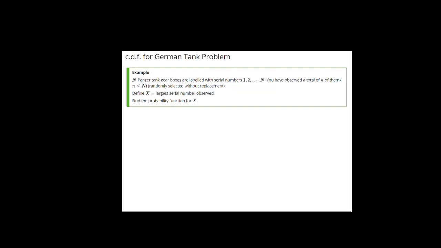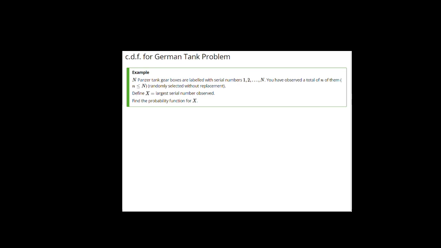The cumulative distribution function for the German tank problem. This is a preview of an example that you'll see later, an interesting example involving determining the number of tanks produced during the Second World War. But for the moment, let's suppose that capital N Panzer tank gearboxes are generated, and they're all labeled with serial numbers in a sequence, 1, 2, up to N. Only a few of these serial numbers, those corresponding to tanks that had been destroyed, were observed by the Allies during the war. Let's suppose we've observed little n of them.